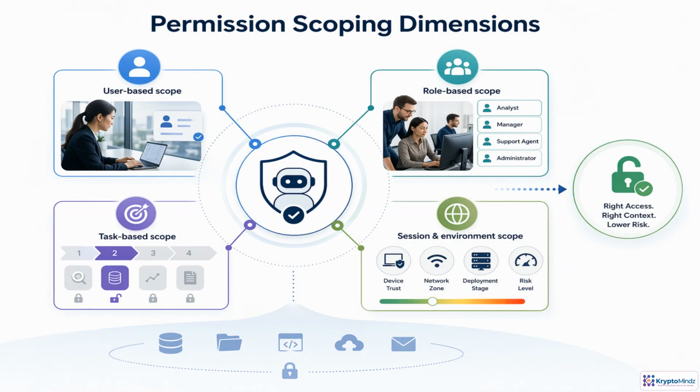Good permission design is multidimensional. Start with the user. What is this person actually entitled to do? Then add role. What does their job function normally require? Next, narrow by task. Which tools are needed for this specific workflow step and which should stay locked? Finally, evaluate the session and environment. A trusted device in production may get different access than an unknown device on a risky network. The key model is intersection, not addition. The agent should act only when the user, role, task, and context all agree that the action is appropriate.